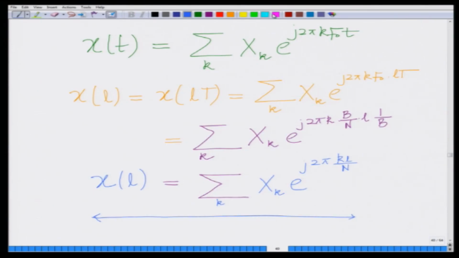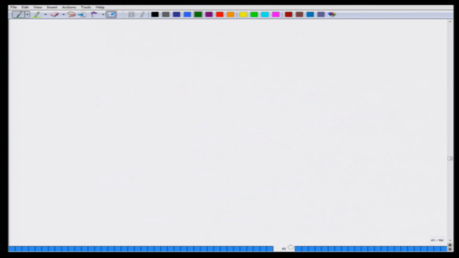If you look at this expression here, this expression is precisely the IDFT, inverse discrete Fourier transform. The IFFT is simply a fast algorithm to evaluate the IDFT. So, x L is the Lth IFFT point.